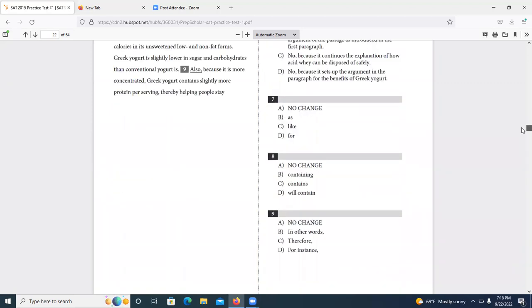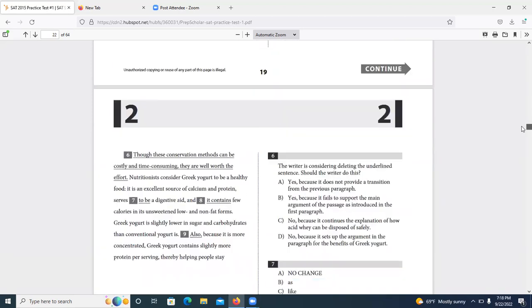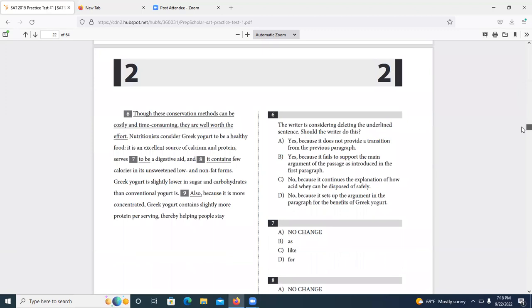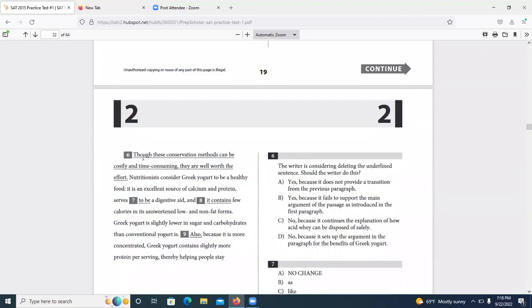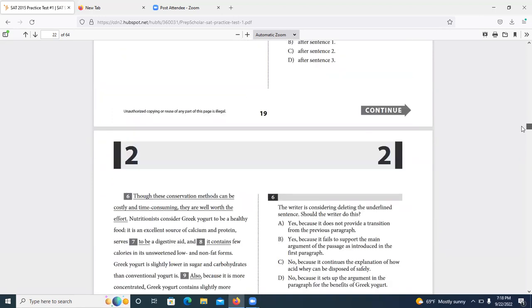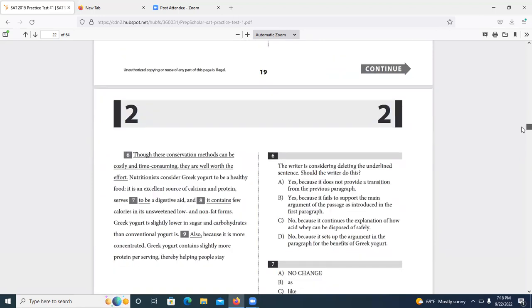So this paragraph pretty much just talked about all the positives of Greek yogurt. Here, number 6, we have a little transition sentence because we're transitioning from the last paragraph to this paragraph. With your transition sentences, you just generally want to make sure you don't surprise the reader, right? You want to kind of set the reader up for what's coming next. And the writer does that here by saying they are well worth the effort.